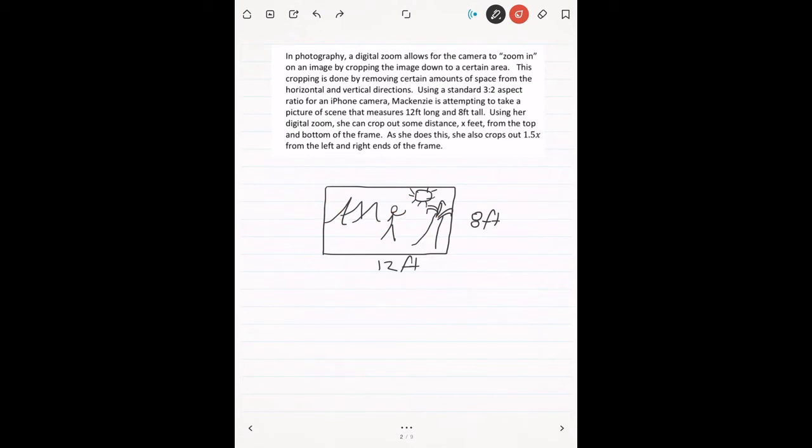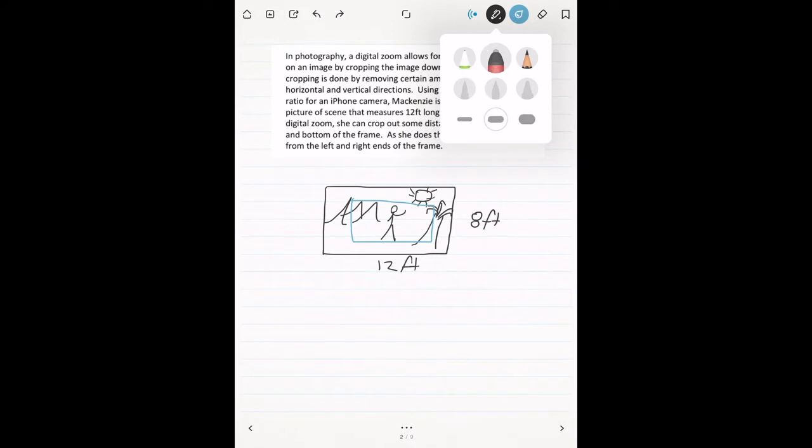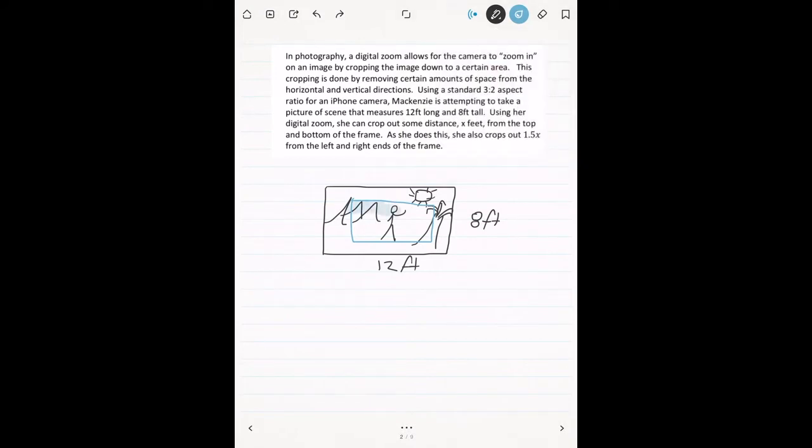Now, we need to zoom in, and we're going to use a digital zoom. So let's say Mackenzie zooms in and wants just this picture of the person waving. So when we zoom in like this, what Mackenzie's phone is doing is cropping out all of this area. It's cropping out all of that space and deleting it. And what's left over is just this zoomed in area.